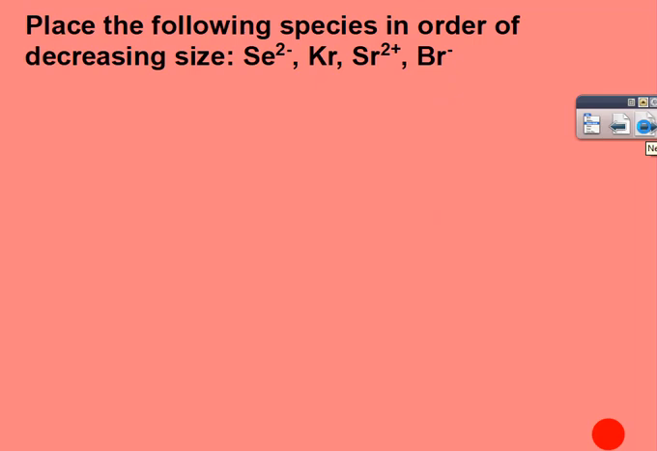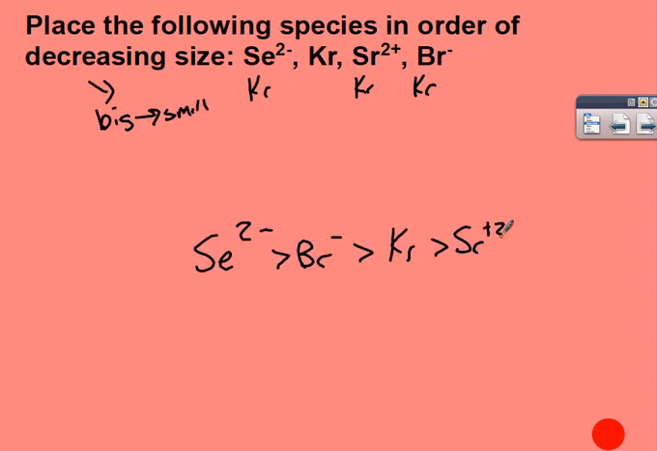And finally, last one, put these in order of decreasing size. So figure out if they're isoelectronic, and then rank them. So for this one, they're all isoelectronic with krypton, which makes it easy because the more negative it is, we know the larger it is when they're isoelectronic. So decreasing size means big to small. So that's what you should have had as your answer.